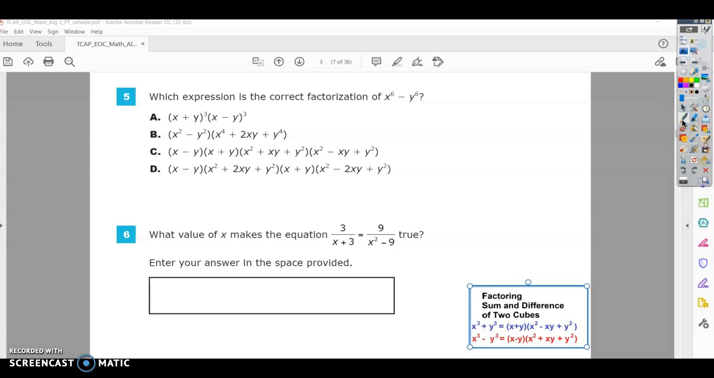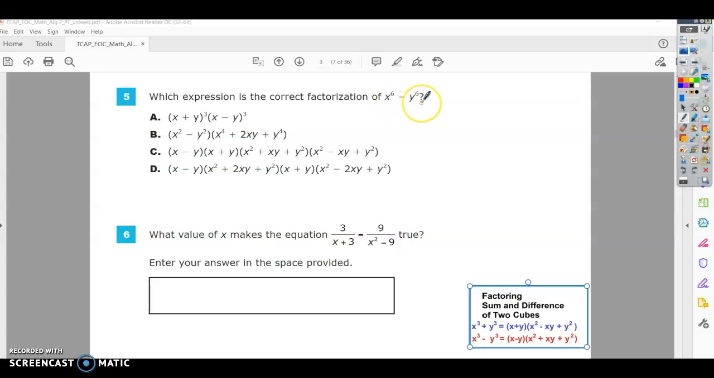Okay, so this is number 5 on the Algebra 2 practice test, and it says which expression is the correct factorization of x to the 6th minus y to the 6th. Now we've learned how to do quadratics and cubic functions as far as factoring, but when it gets to the higher powers, we need to look at maybe rewriting it as something else that we are familiar with.